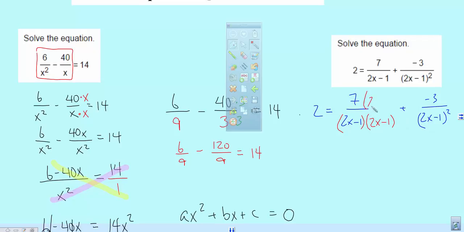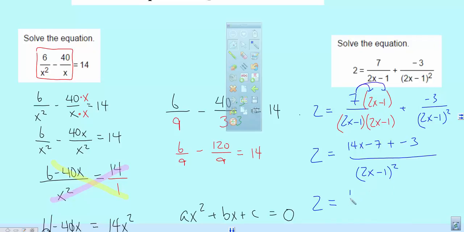Whatever I do to the bottom, I have to do to the top. And now I start simplifying. So now I have 2 is equal to 14x minus 7, remember the distributive property, plus a negative 3, all of that over 2x minus 1 quantity squared, because now we have the same common denominator, right? So we're just putting it over top. We combine some like terms here, so on the top we've got 14x minus 10 is equal to 2x minus 1 quantity squared. So we're so close.